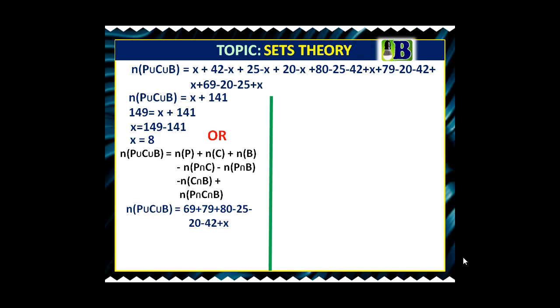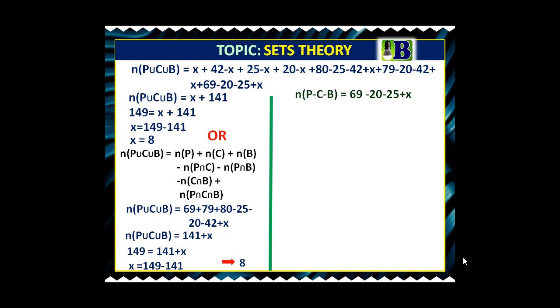So if we decided to collect like terms, this is how it's going to look like: 141 plus s. If we decide to make s the subject of the formula, it's going to be 149 minus 141, which is equal to 8. So any of the approaches can suit you. Any one that you know is easy for you, you apply.